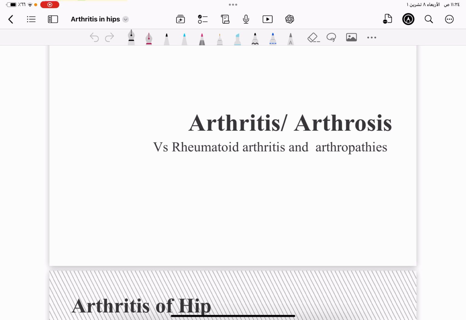Whereas with arthrosis, degenerative arthritis, what's the primary problem? The cartilage. It's a cartilage problem, degeneration of the cartilage. That's an important and big difference. In inflammatory disorder, the synovium destroys the cartilage, and then you get some secondary pathological changes.